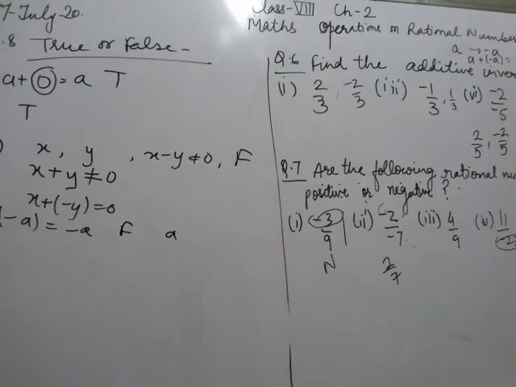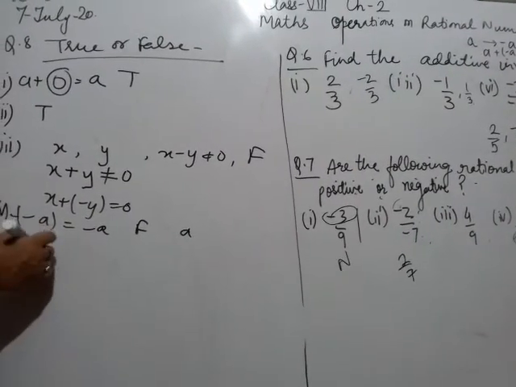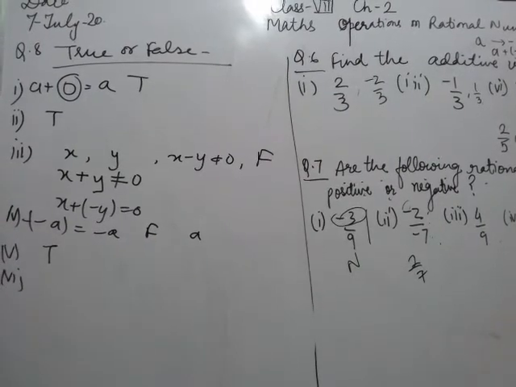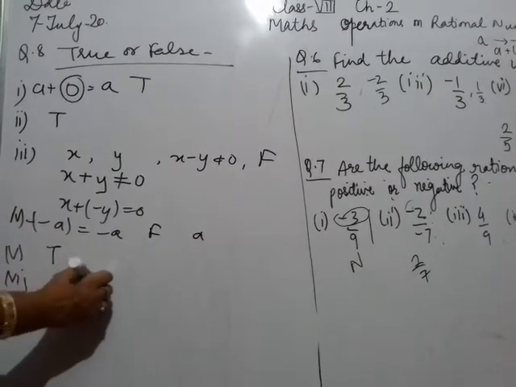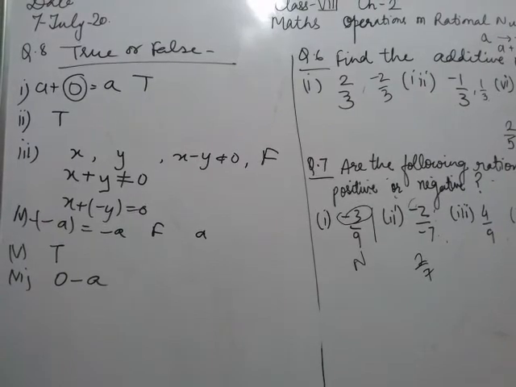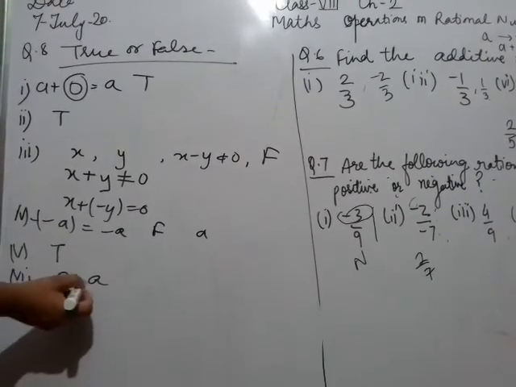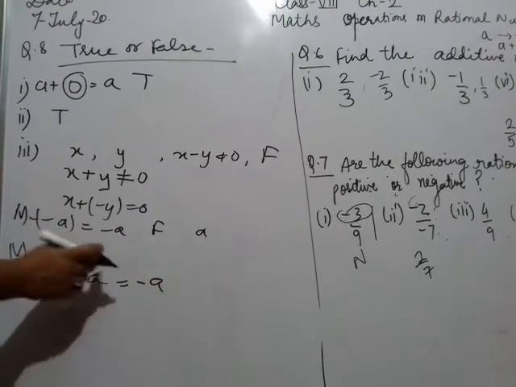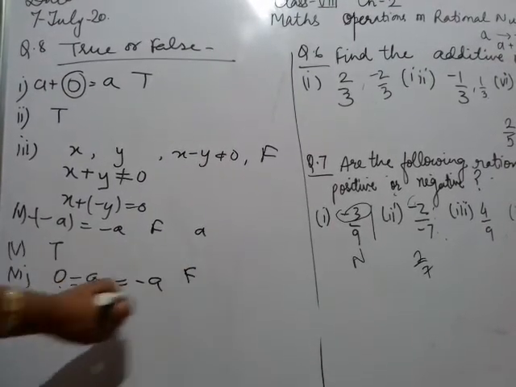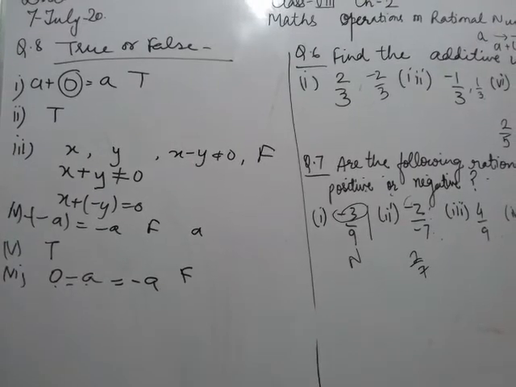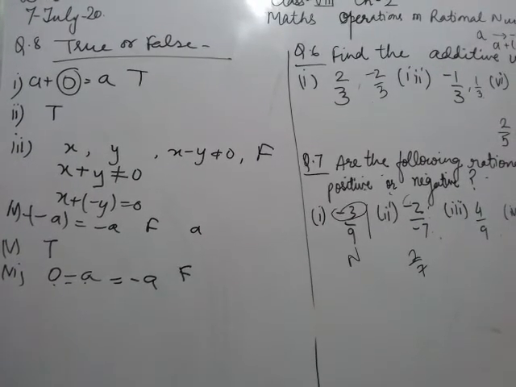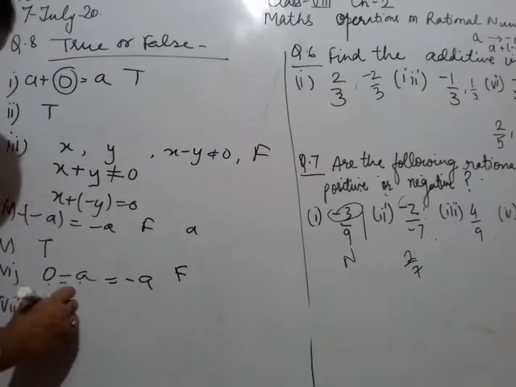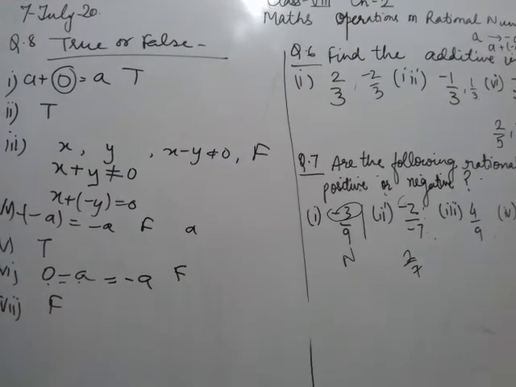0 is the only rational number which is its own negative. True. If a rational number is subtracted from 0, then the result is the number itself. If a is subtracted from 0, what will we get? We will get minus a, not a. So the answer is false. The difference of two rational numbers is not always a rational number. It is again false, because the difference is also a rational number.